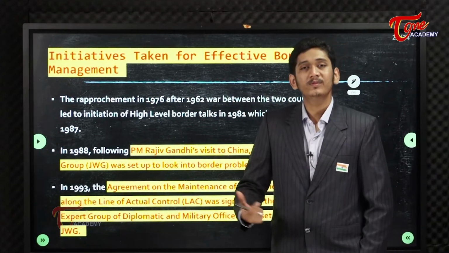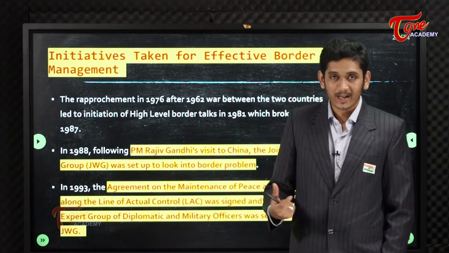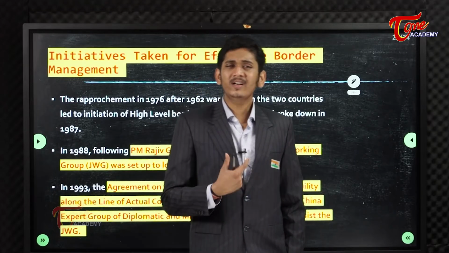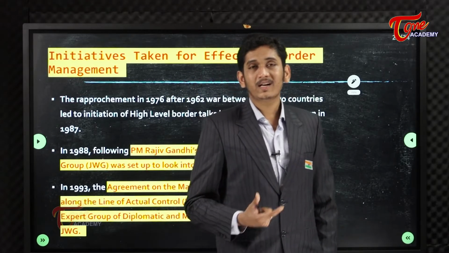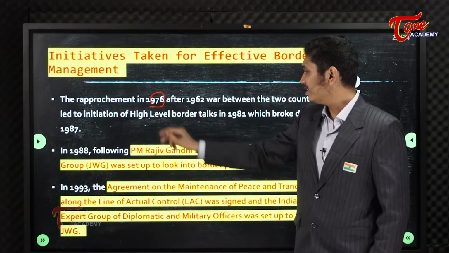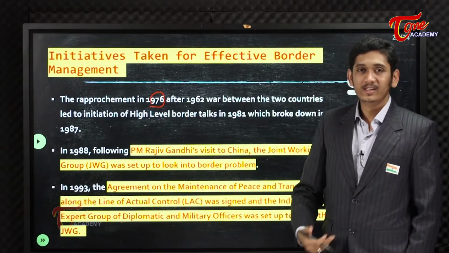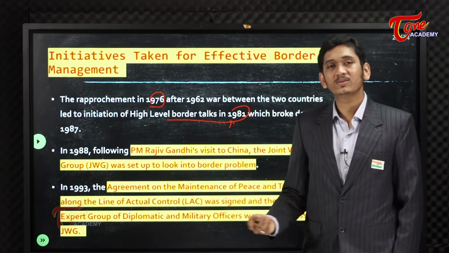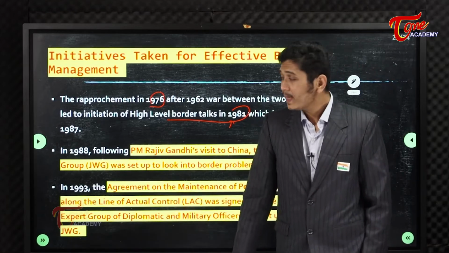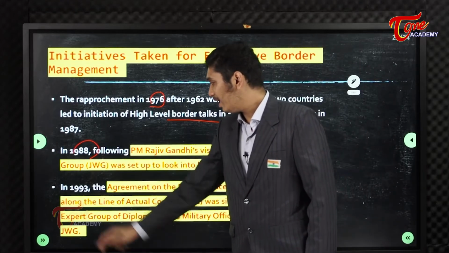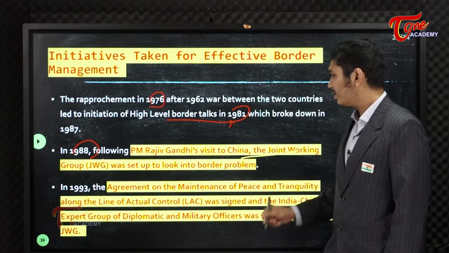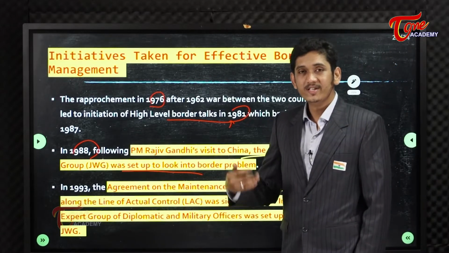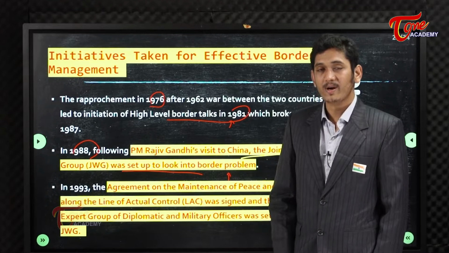Next, what were the various initiatives taken by India and even by the Chinese side to resolve these border disputes? It didn't start soon after the 1962 war. It started late, in 1976. After the 1962 war between the two countries, they started having high-level border talks in 1981. But these talks were not successful, they did not take us anywhere. But later under Rajiv Gandhi in 1988, a joint working group was set up to look into the border problem, because he was the first Prime Minister to visit China after the Indo-China war.